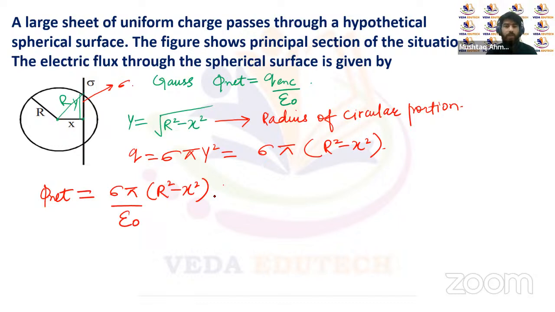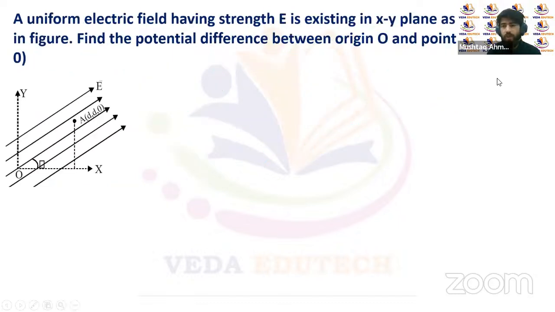Now let's move on to the next question, question number two. It says that a uniform electric field having strength E is existing in the XY plane, as shown in the figure.